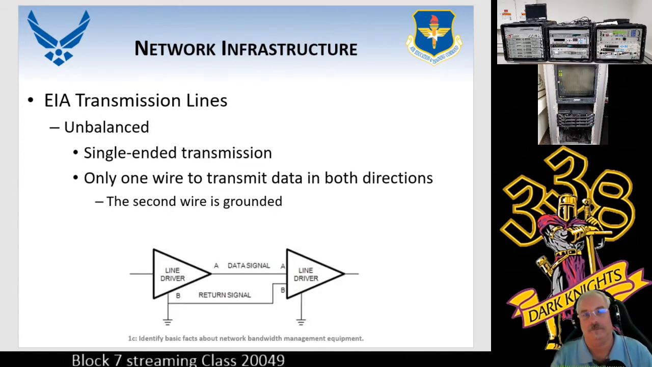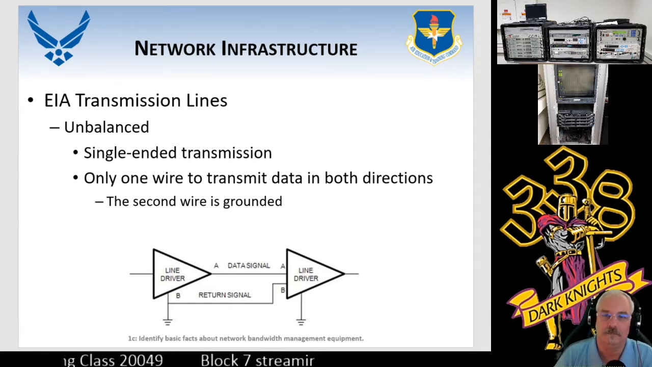It prevents any noise from getting onto the center conductor. The difference is balanced is two wires, one going one way, the other going the other. That's twisted pair. Unbalanced is a coaxial, which is one wire that goes both ways. Correct.